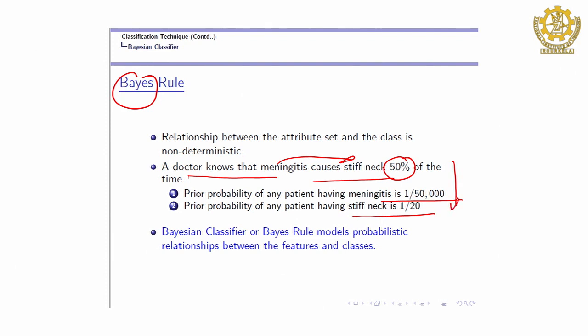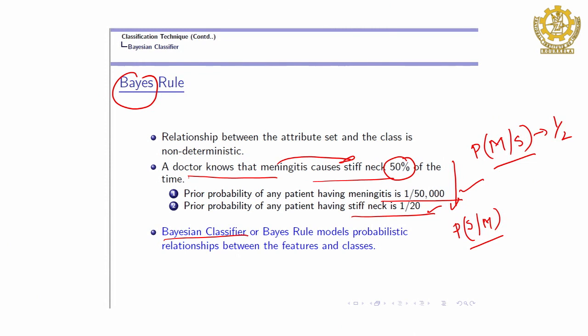From here, can you figure out the probability of having meningitis if the patient has a stiff neck? It is the other way around. The doctor says that meningitis causes a stiff neck 50% of the time, so the probability of a stiff neck given meningitis is half. The prior probability of meningitis, without any information, is 1 by 50,000, and the stiff neck probability is 1 by 20. In this scenario the Bayes classifier works very well, to find this probabilistic relationship.